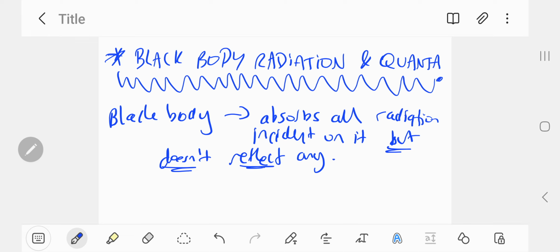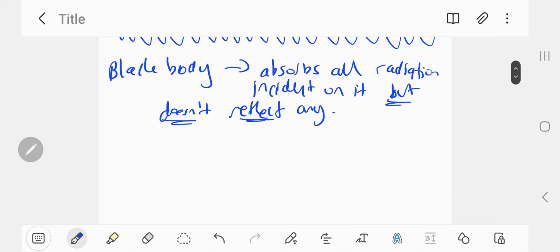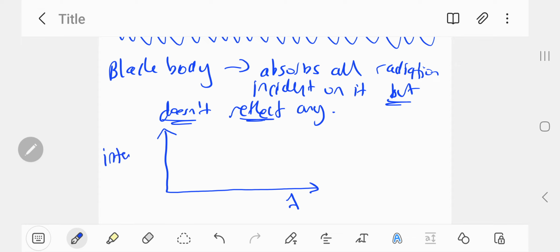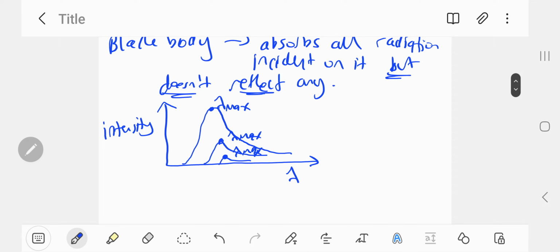Now, radiation that's emitted from a black body at different temperatures gives you these different curves as follows. Let's plot wavelength on the x-axis and intensity on the y-axis. Let's stick with arbitrary units. Suppose we get these different plots. The peak of each of these curves corresponds to the maximum wavelength of radiation. So the total radiation emitted is the area under each curve, right?